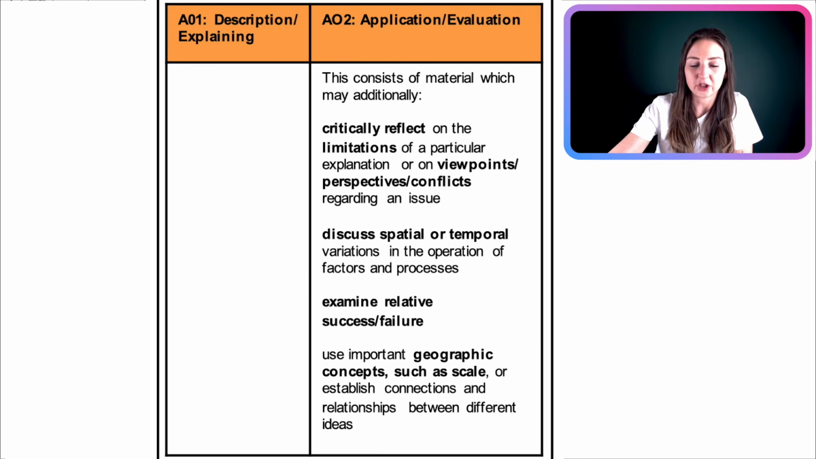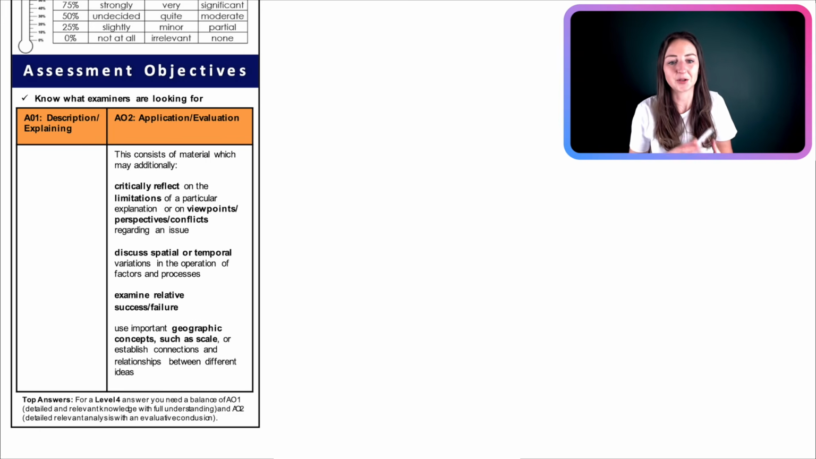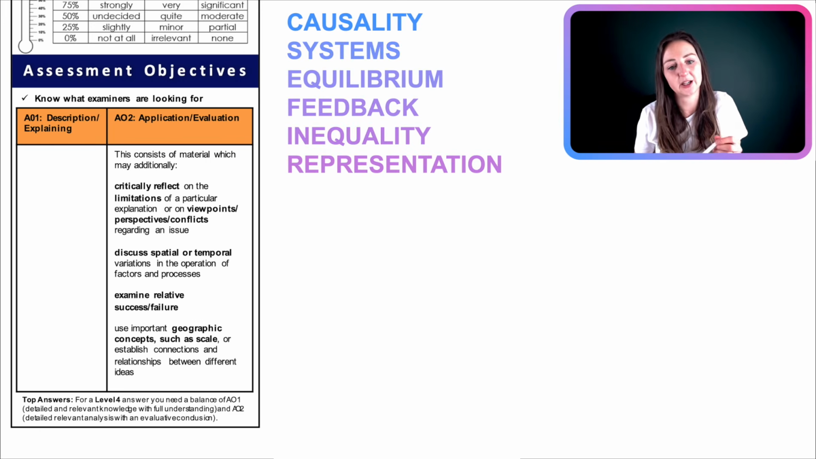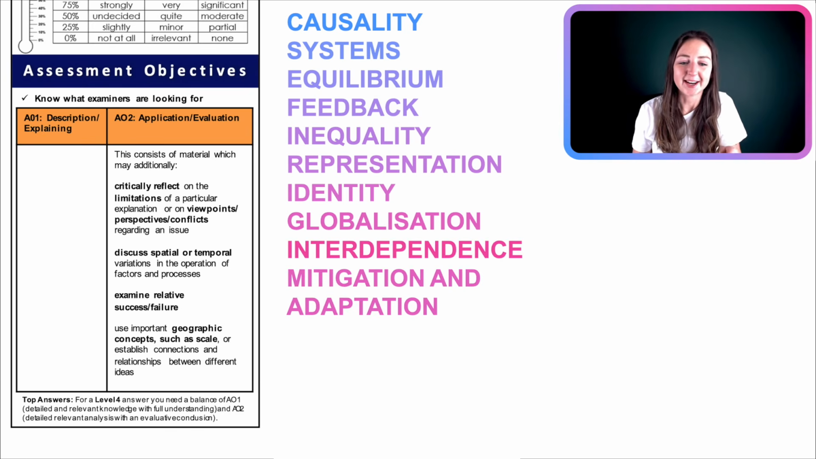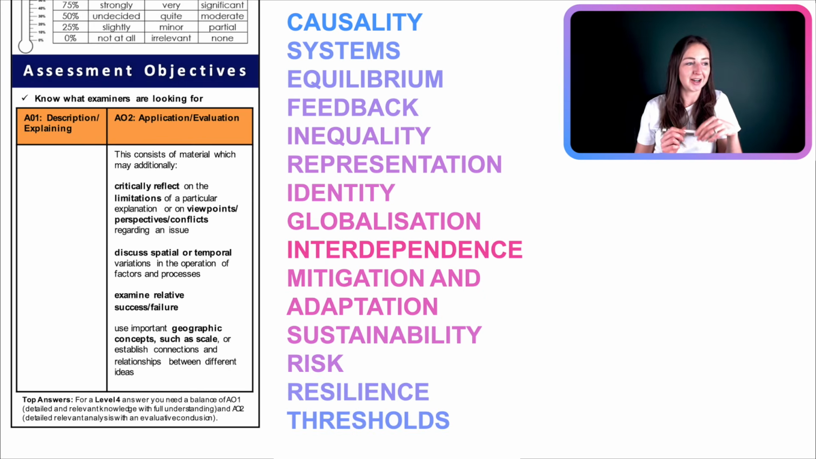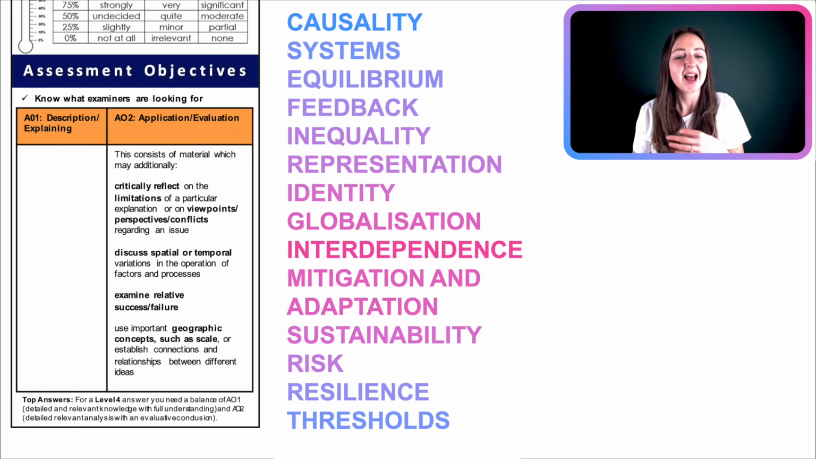So when we're thinking about geographical concepts, hopefully you have seen some of these. So you have causality, systems, equilibrium, feedback, inequality, representation, identity, globalization, interdependence, mitigation, adaptation, sustainability, risk and resilience, and thresholds. I should do like a little test on who can say those the quickest. So basically, these are the kind of key concepts that underpin A-level geography.